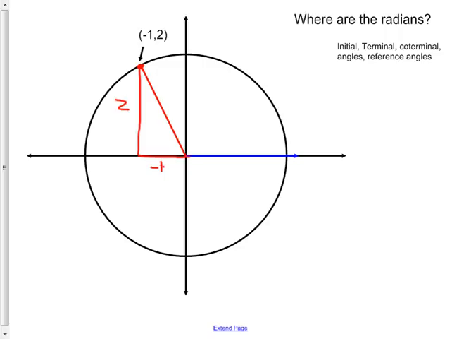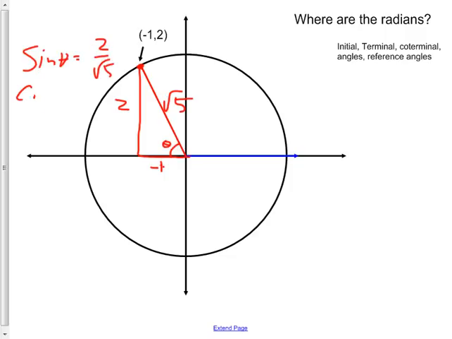Square root of something. Square root of 5. All right. So now, let's say I asked you for sine, cosine, and tangent of this angle. Well, that'll be easy now. The sine is opposite over hypotenuse, which would be 2 over square root of 5. So sine of theta is 2 over square root of 5.